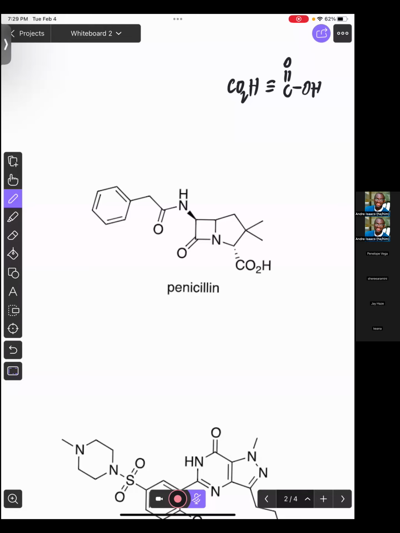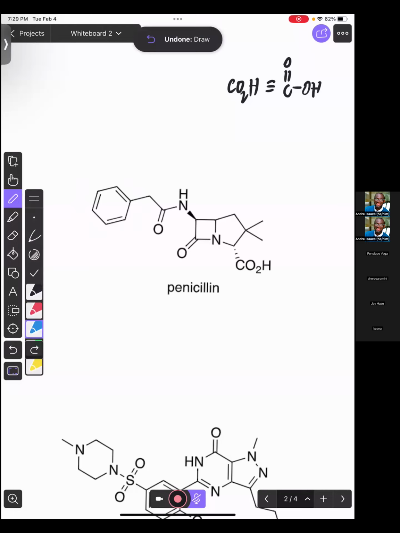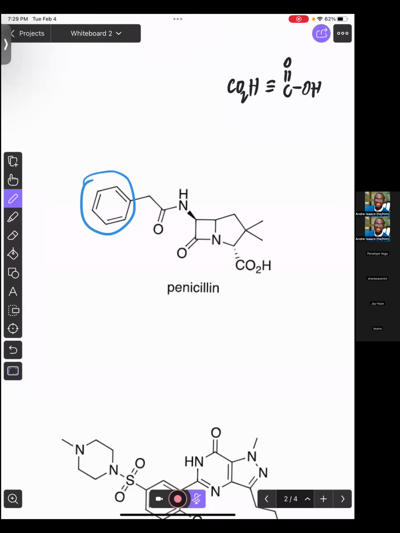So yes, there's a benzene ring right here. I used a different color ink to identify it. So we see a benzene ring there. That is a benzene, very nice. I also see people pointing out that we have a carboxylic acid right there. That's a carb acid. I'm going to shorthand it and write carb acid.